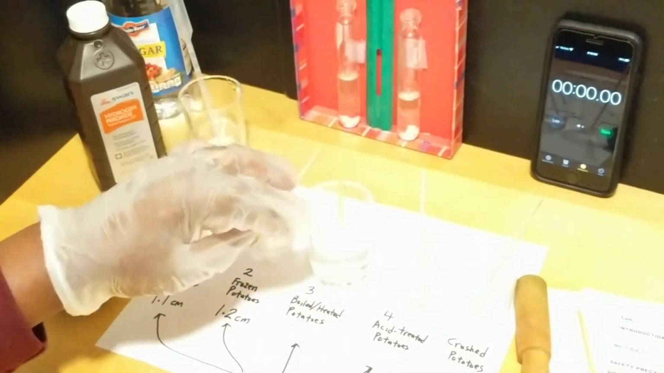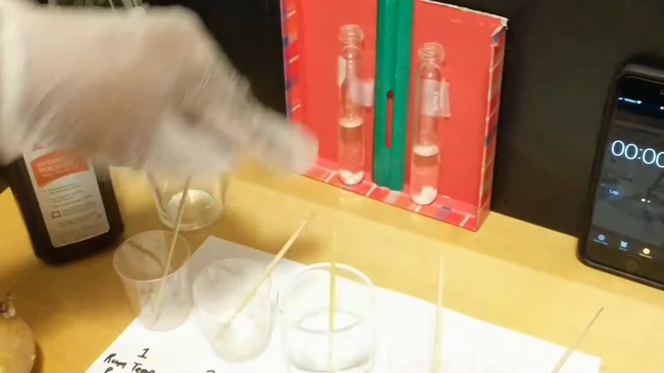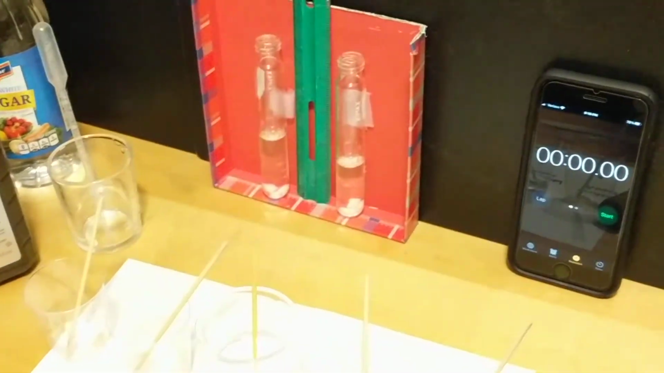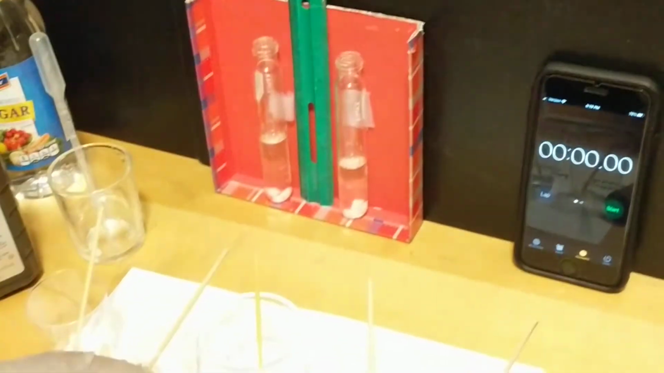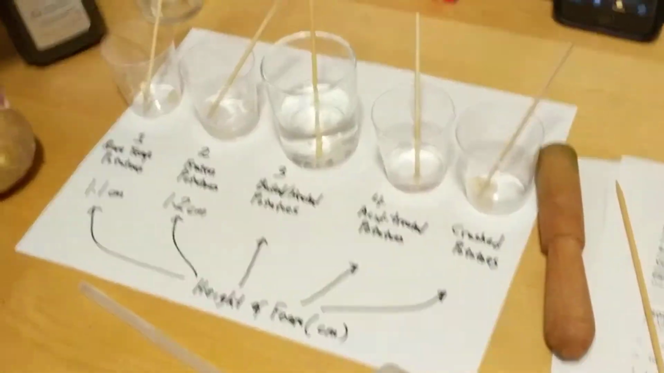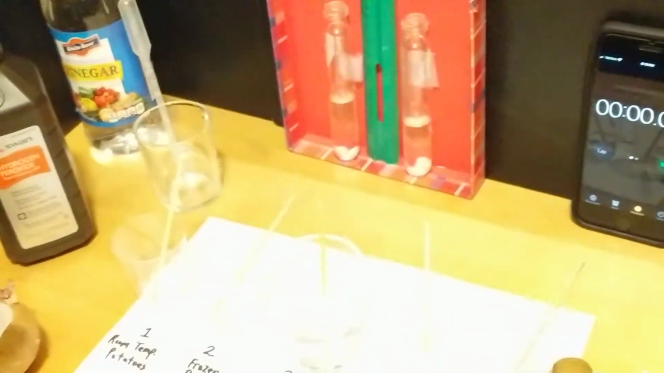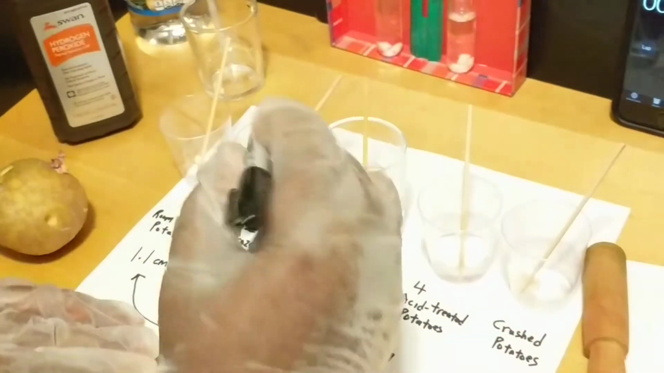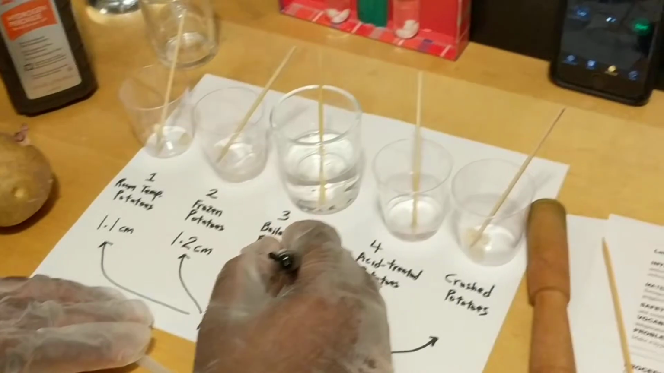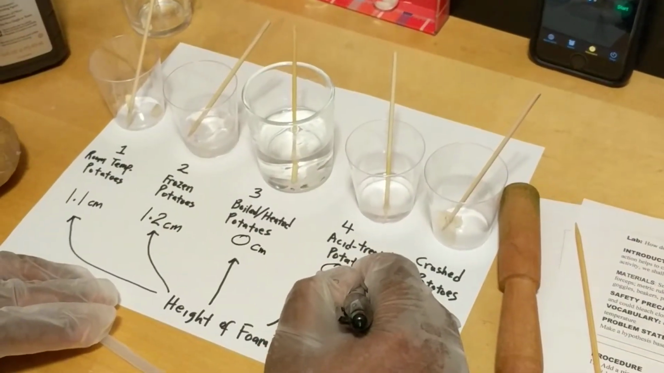Welcome back. So as you see, after 5 minutes, there's no foam for the potatoes that have been treated with heat, and also the one treated with the acid, the vinegar. So that tells us something happened to the enzymes in the potatoes. So our measurement will be 0 centimeter and 0 centimeter.